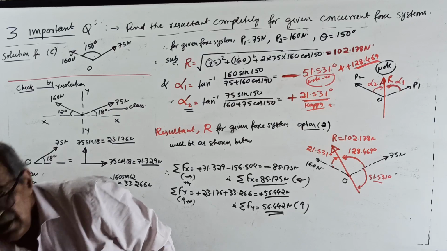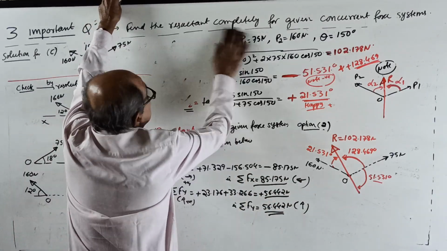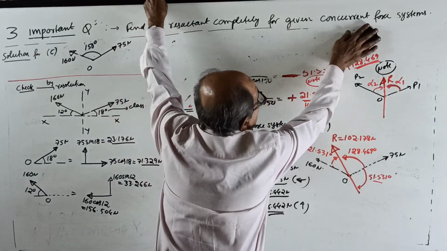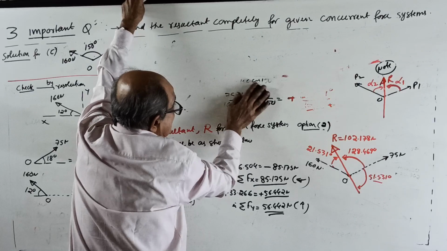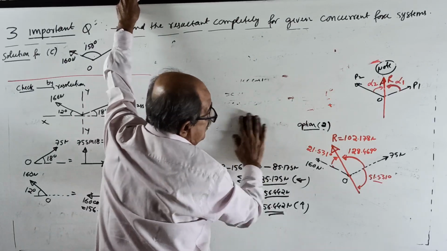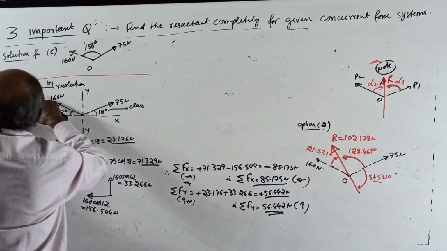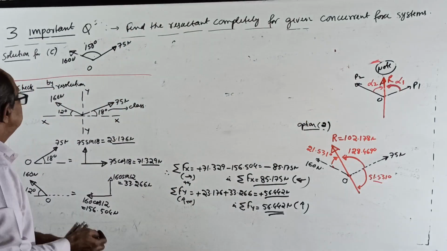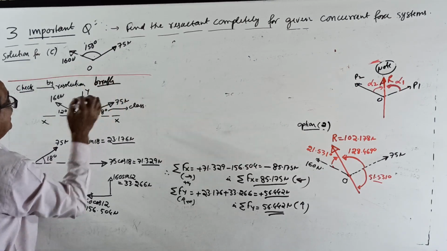Now, to understand, I will remove all this. None of them is required; only the answer is required. Okay, now just check by resolution, briefly, because it comes later. How many times do I have to tell?